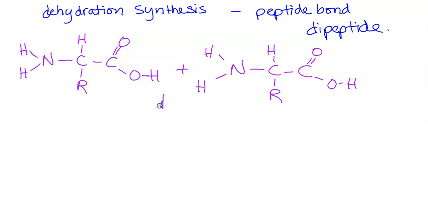Okay? When those two get joined together, what will happen is that this OH group here and this H group are going to have to come out of the reaction so that we can form a bond between this carbon and this nitrogen. Okay? And in order to form that bond, you've got to take out that H and the OH. So when these two things join together, that's going to form H2O, or water.